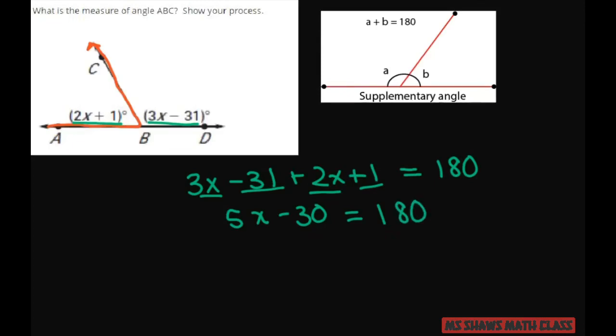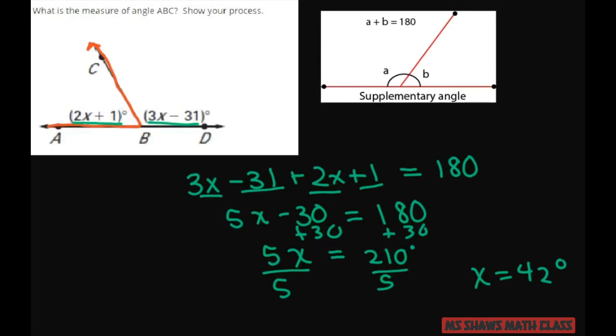You're going to add 30 to both sides, so you get 5x equals 210. And now we're going to divide both sides by 5, and 210 divided by 5 is 42. So x equals 42.